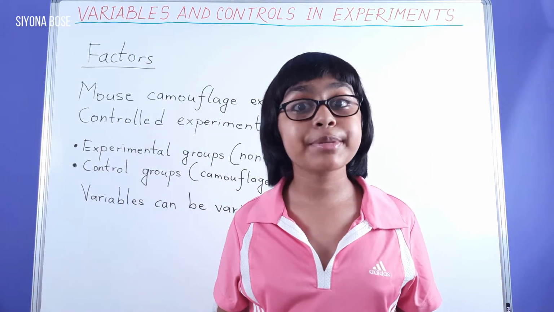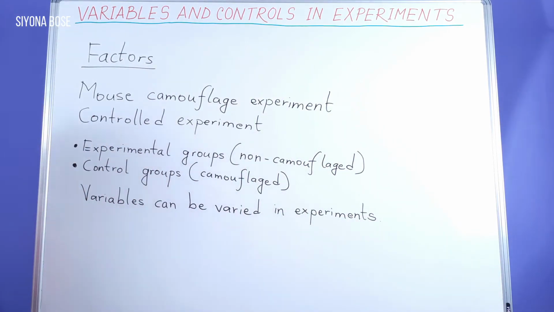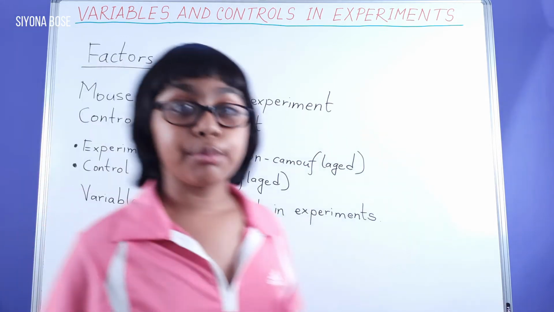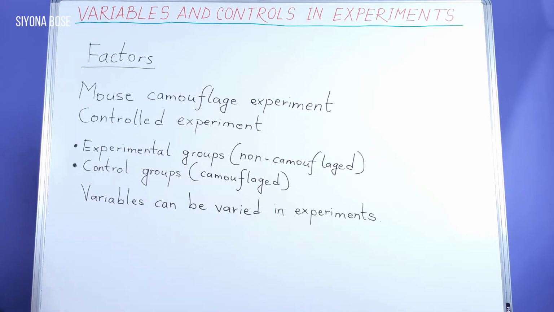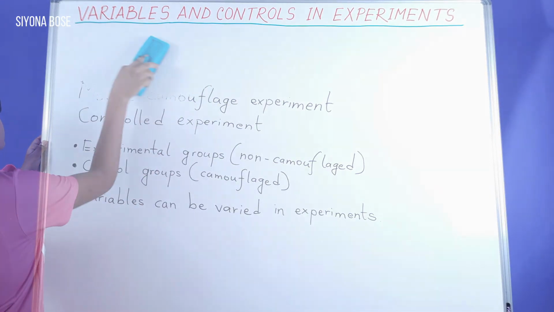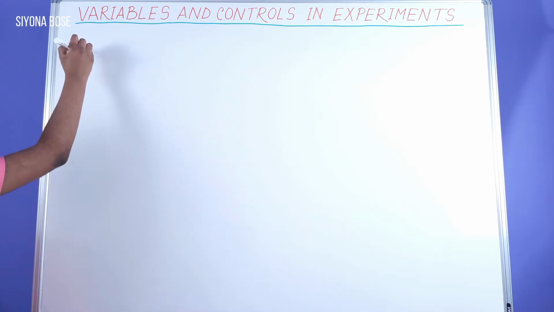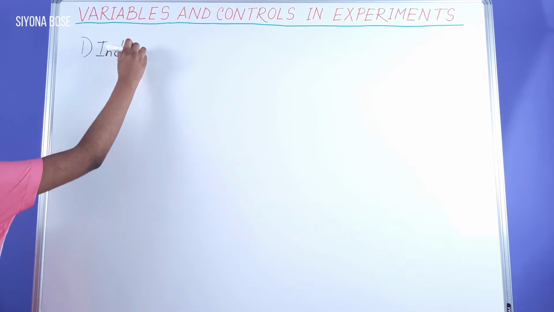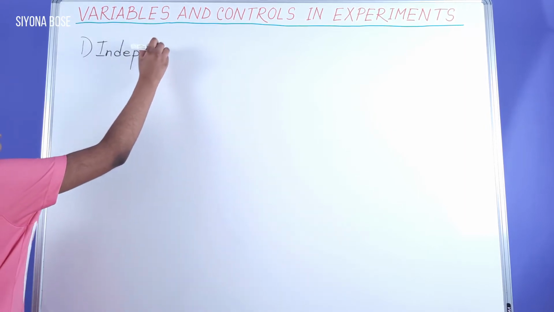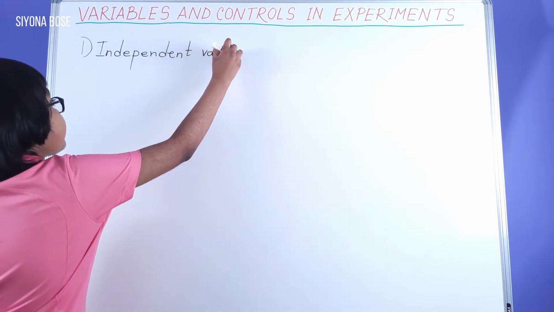Before I move on to types of variables, you might take a close look at the board. Moving on to types of variables. First is the independent variable.